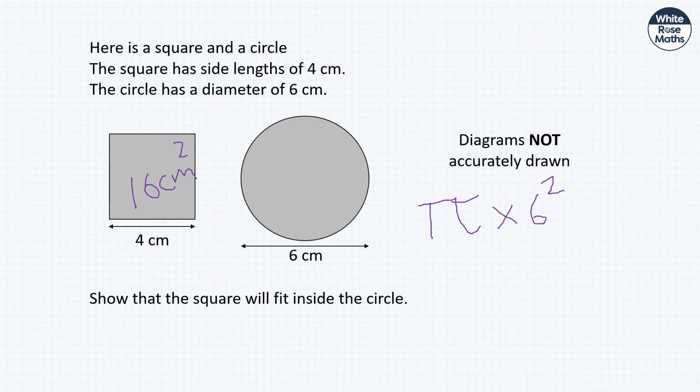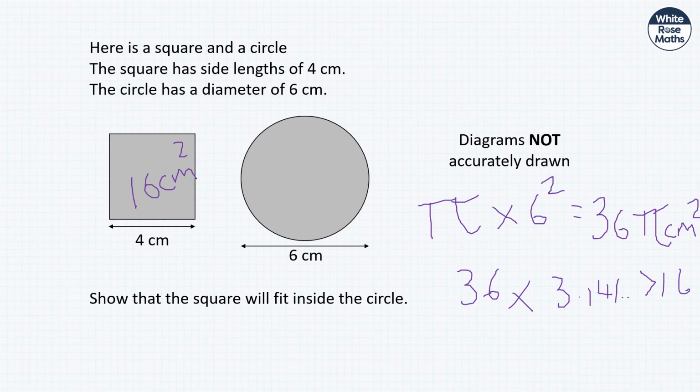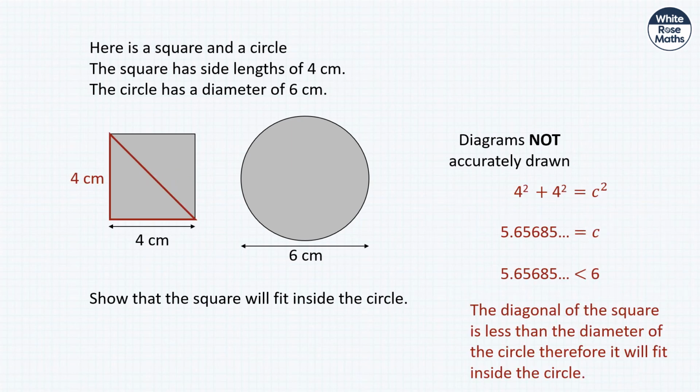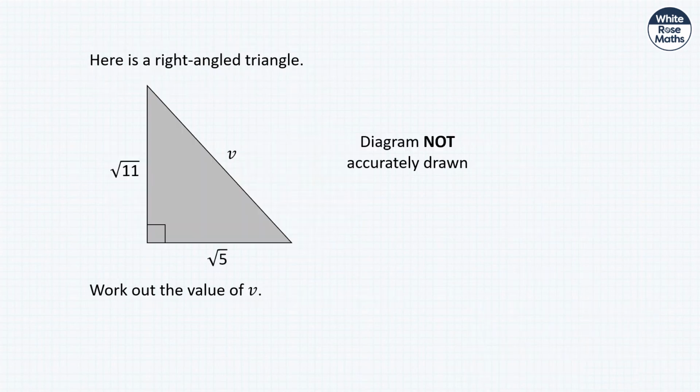So that will give me 36 pi centimeters squared. That is definitely bigger because pi is 3.14, and 36 times 3.14 is 141. Actually, that's clearly bigger than 16. Therefore, the square will fit inside this shape. Okay, that is another way of doing your answer, but my way also works.